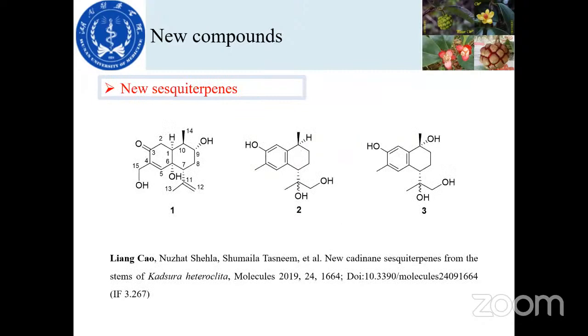Beyond the triterpenoids, we also isolated some sesquiterpenes. These are three cadinane sesquiterpenes isolated from the Xue.